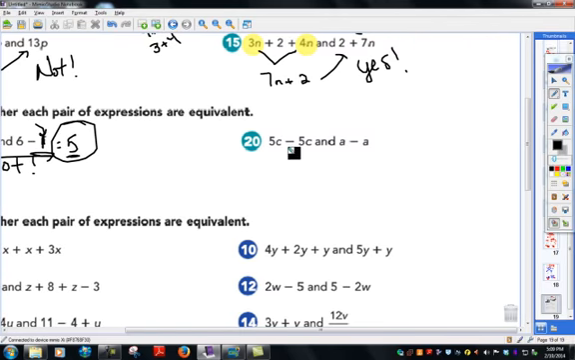Let's check this one. 5c minus 5c and a minus a, are those equivalent? Think about it. I'll give you a couple seconds just to think.